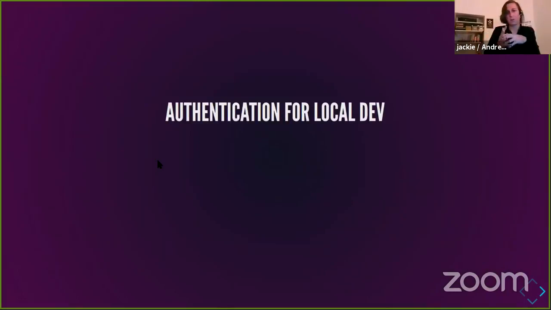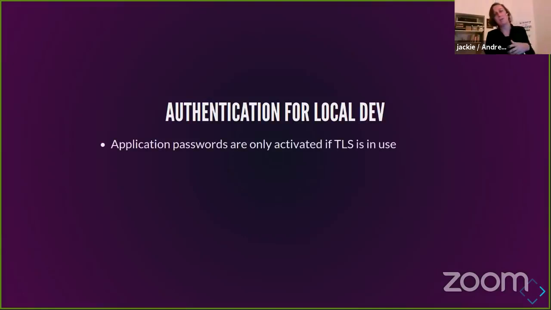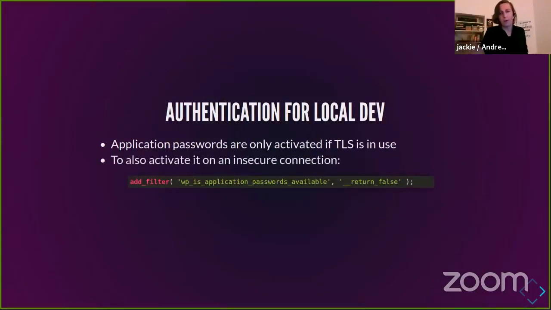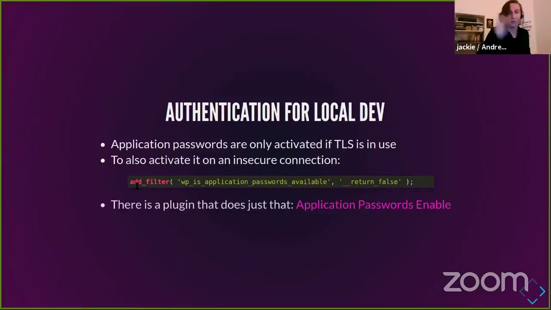One note on local development. Application passwords are by default only available if the connection is TLS secured, which is of course a bit tedious if you're developing locally only on HTTP. But the only thing to activate it nevertheless is to add this filter. And of course, there's a plugin that just does exactly that, add this filter. And that's a good way to work with the application password in your local dev setting.